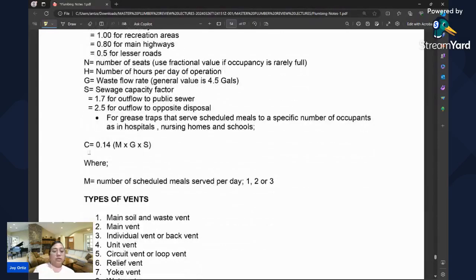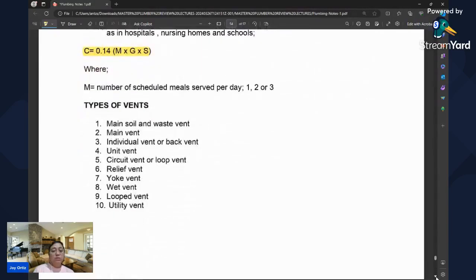So C is equal to 0.14 times M times G times S. There's also another formula where M is the number of scheduled meals per day: 1, 2, 3, and that's it. So here are the types of vents.